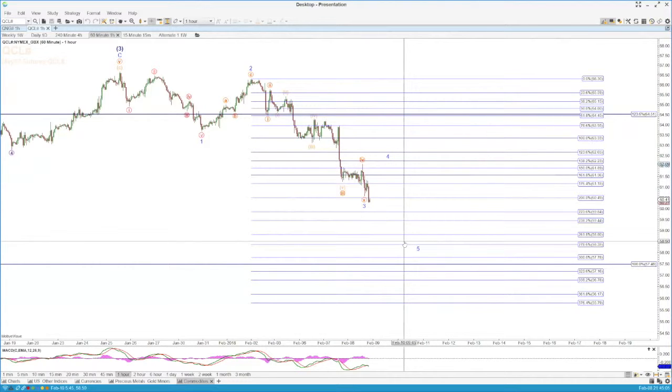We do tend to get gaps in commodities on a Sunday night when the futures open into the Monday session. So let's see what that brings.